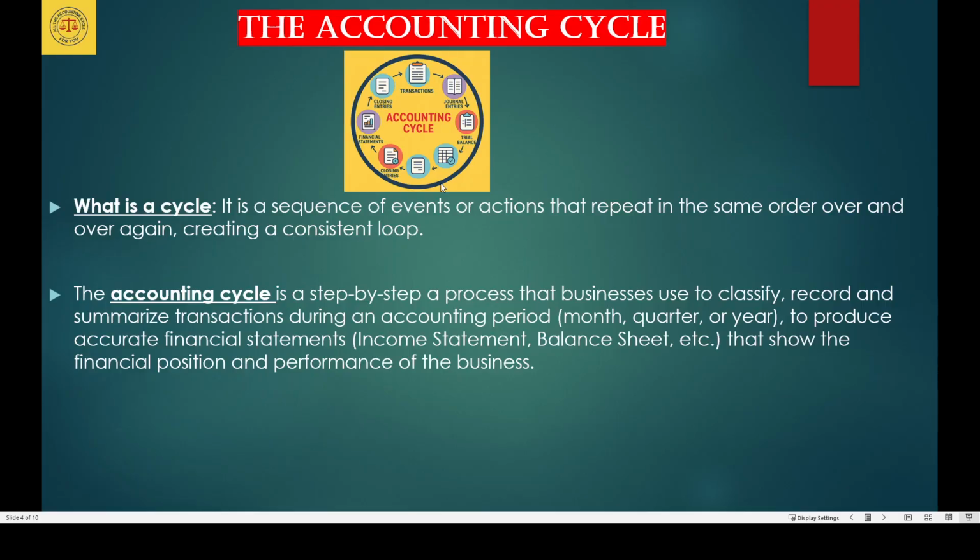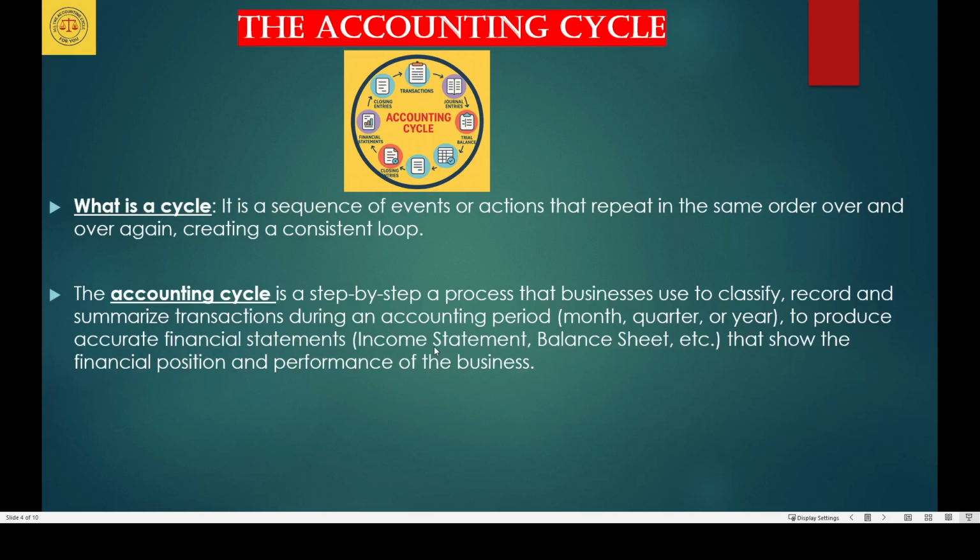It is a process that businesses use to classify the transactions, which happens here in the transaction step, record them, which happens here in journal entries, and summarize transactions during the accounting period. The summarizing is going to happen here in the financial statements. You can do that monthly, quarterly, or yearly, to produce accurate financial statements.